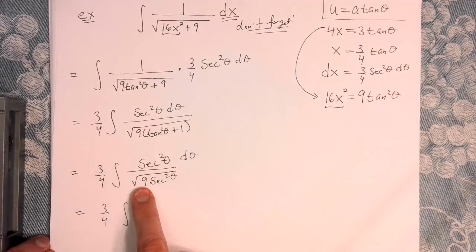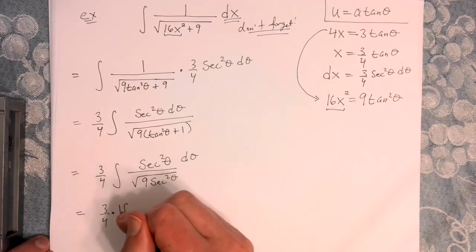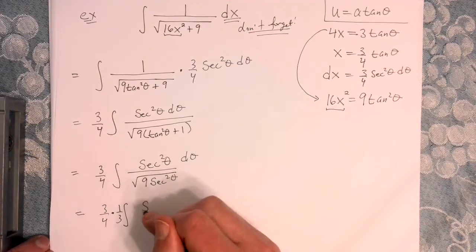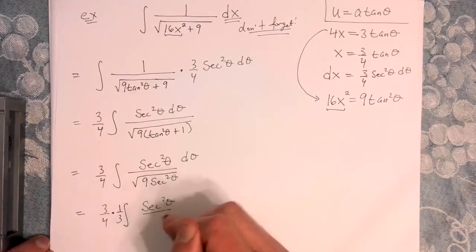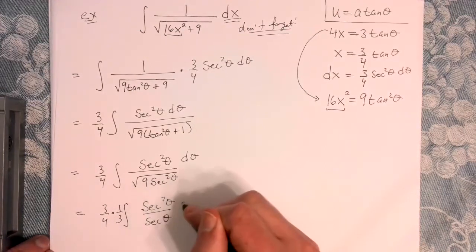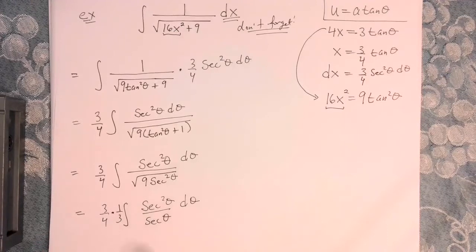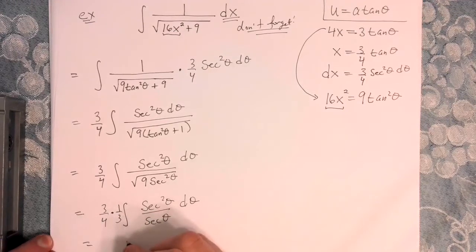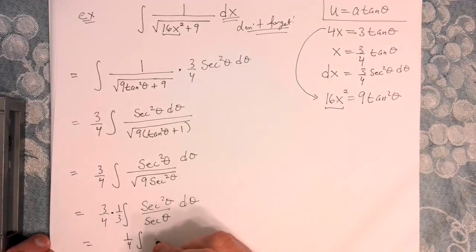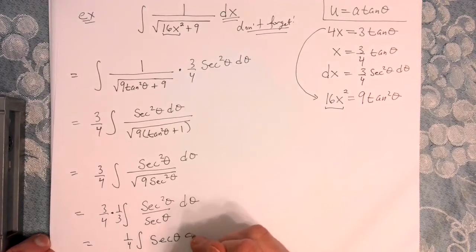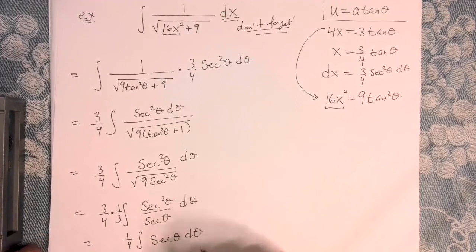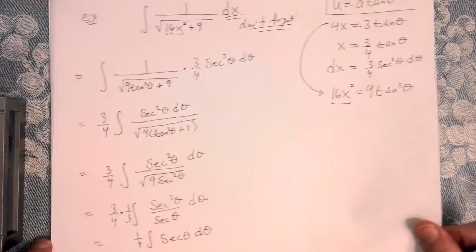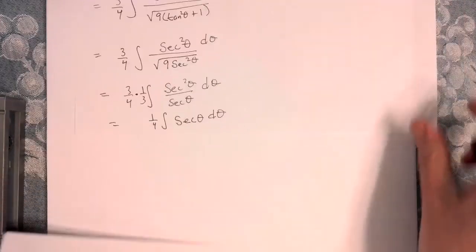Square root of 9 is 3. That's going to be a downstairs 3. So let's write it like this. And so that's going to give me a secant squared of theta over secant of theta d theta. These will reduce. That seems pretty nice. So what do we have here? It looks like a quarter. We've got the integral of secant theta d theta. So that reduced to a classic form. So that's really nice.